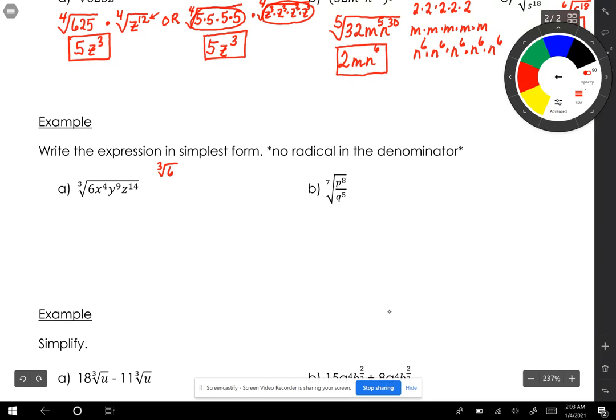Break them down separately. So you have the cube root of 6, the cube root of x to the 4th. Notice I write 4 x's because it's x to the 4th. Then the cube root of y to the 9th. That divides nicely because 9 divided by 3 is 3, so you have y cubed times y cubed times y cubed. 4 divided by 3 is not nice, and that's why we had the right amount. And then z to the 14th, again, that doesn't divide nicely.